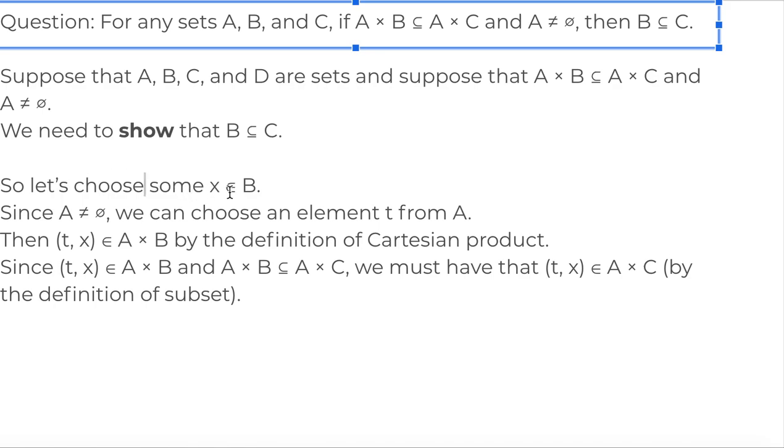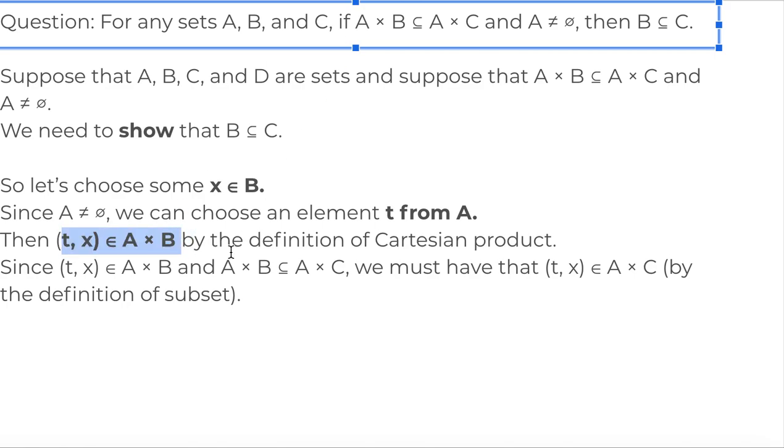For now, choose some element x that belongs to B, and since A is not an empty set, we can choose another element t from set A, right? So t comma x belongs to A cross B, since t is an element from A and x is an element from B. That's the definition of Cartesian products.